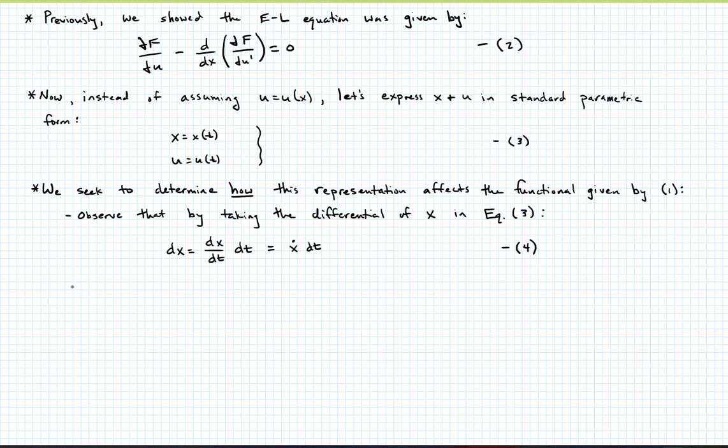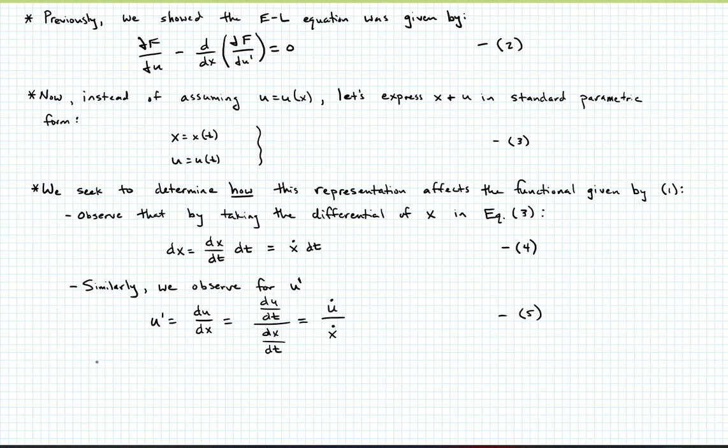Similarly, we can say something about u prime, right? Where we would say then that u prime, which we know to be du dx, we'll be able to write as du dt over now dx dt, right? I have not changed anything there, which I could write as u dot over x dot. Okay, let's call that equation 5.